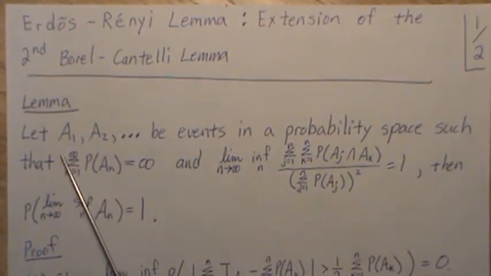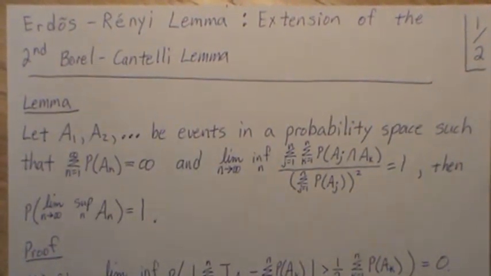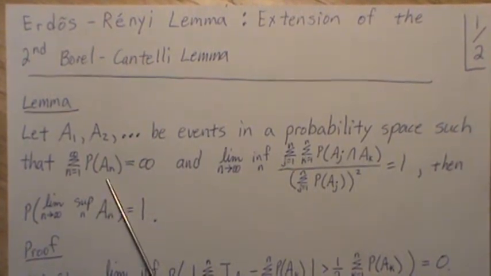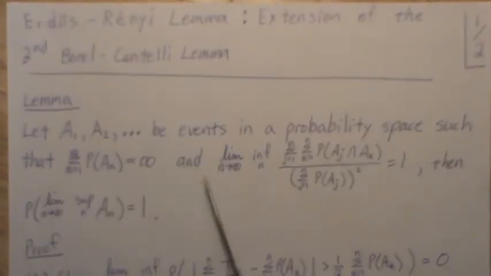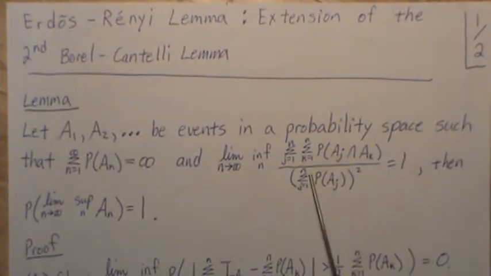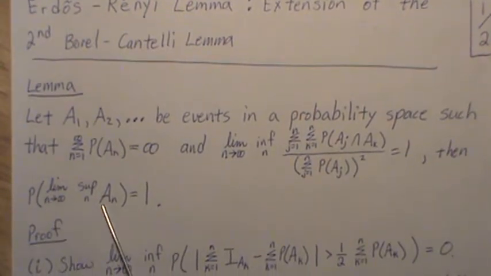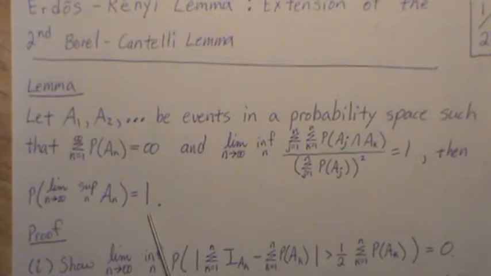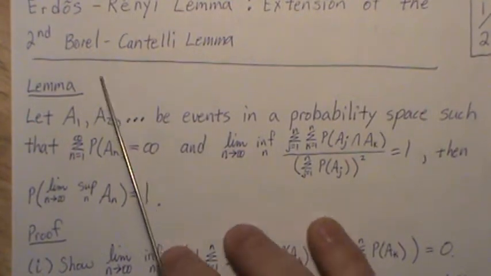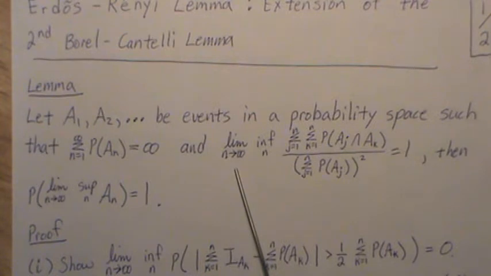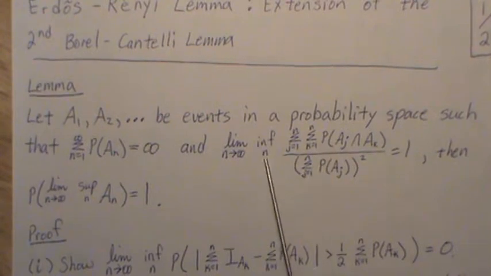Now the lemma states this: let A1, A2, ... be events in a probability space such that the infinite series, or the infinite sum, of the probabilities of A_n goes to infinity, and the limit infimum of this quantity here equals 0. Then the probability of the limit supremum of A_n equals 1. And it's an extension because in the second Borel-Cantelli lemma, this piece right here is replaced with A1, A2 being independent events.